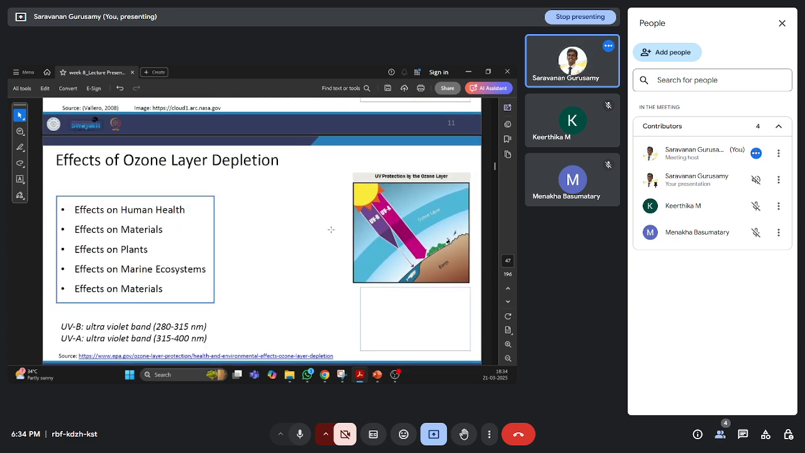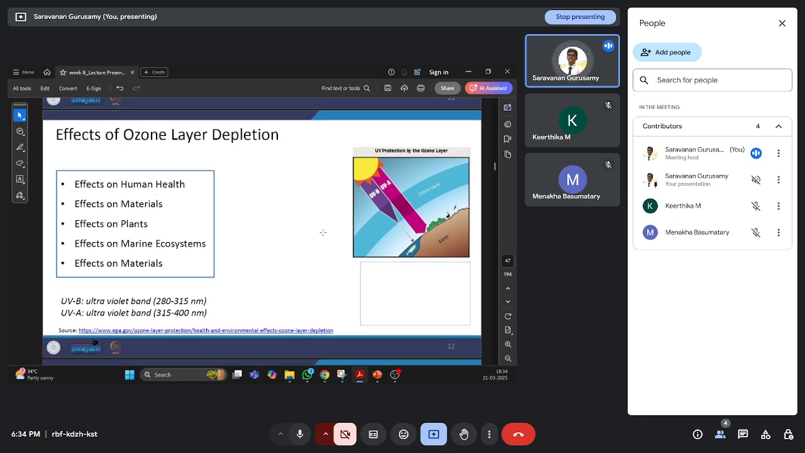What is the impact? The ozone hole we are going to discuss anyway. It has lots of impact. Whenever this ozone layer gets depleted, its function will get affected. What is its function? It filters the UV rays, right? So that will get affected.